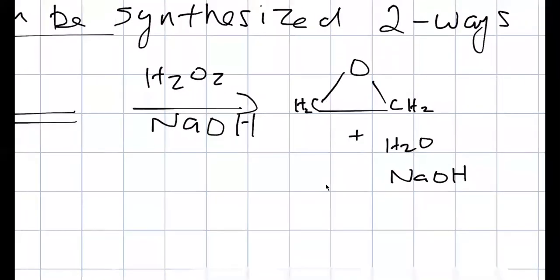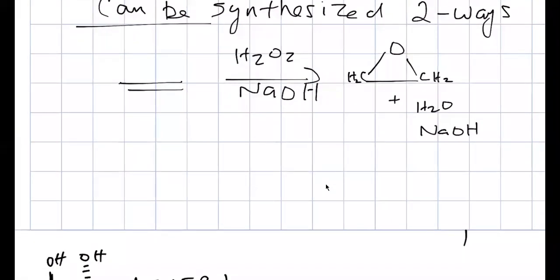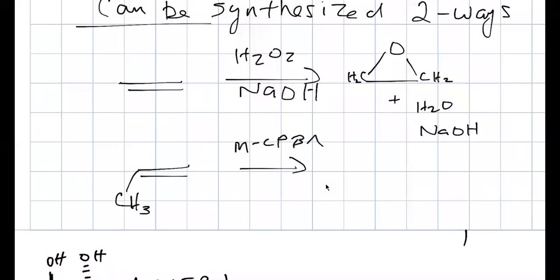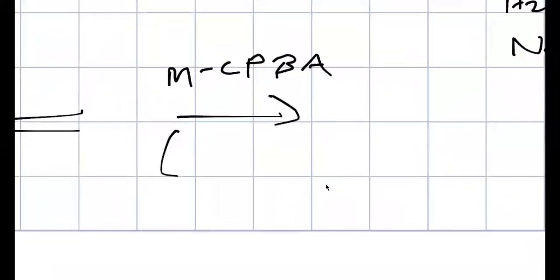Right, there's another way you can do this. And this method would be for electron rich alkenes. So I'm going to just stick a CH3 on here, right? You can do it using what's called mCPBA. I'm going to tell you what that is in a second. So hydrogen peroxide and sodium hydroxide is one way. mCPBA is another way. This is for electron rich.